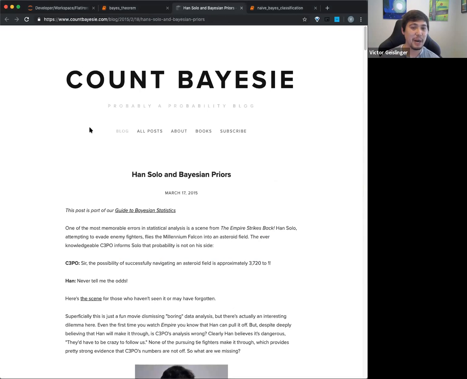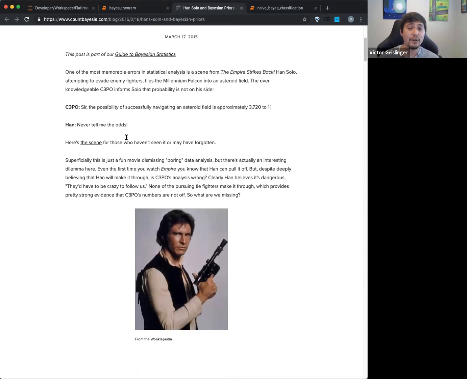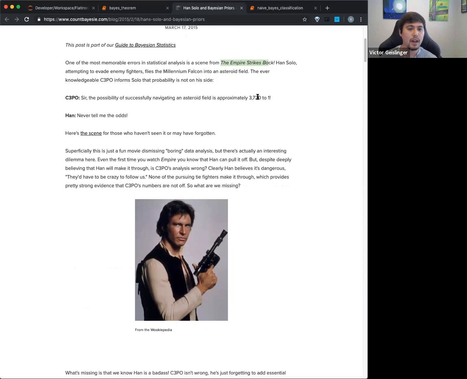So anyway, Star Wars. This is a great article that talks about Bayesian statistics based on Han Solo and C-3PO, literally one scene. If you've watched the original, I think it's Empire Strikes Back, the second movie. Han Solo is supposed to be a really great pilot, and C-3PO, a robot, says, "Sir, the probability of successfully navigating an asteroid field is approximately 3,720 to 1." And Han Solo says the famous line, "Never tell me the odds."